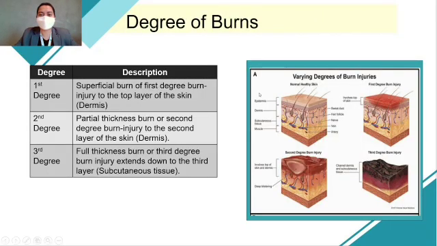For the degree of burns, we have first up to third degree. As you can see in the picture, the first degree burn is an injury to the top layer of the skin only. While for the second degree, the injury is up to the second layer of the skin. For the third degree, it is down to the third layer, or up to the subcutaneous tissue. The affected area is up to subcutaneous tissue.